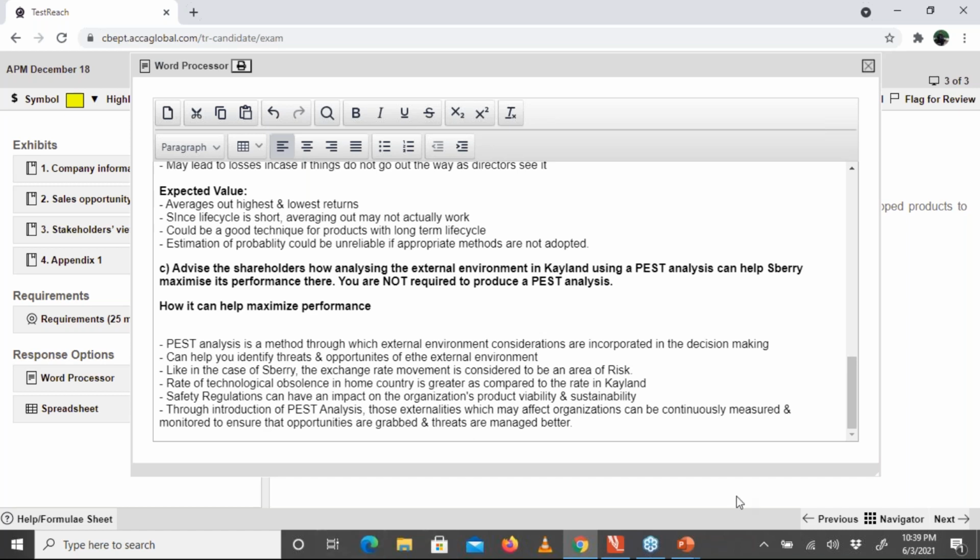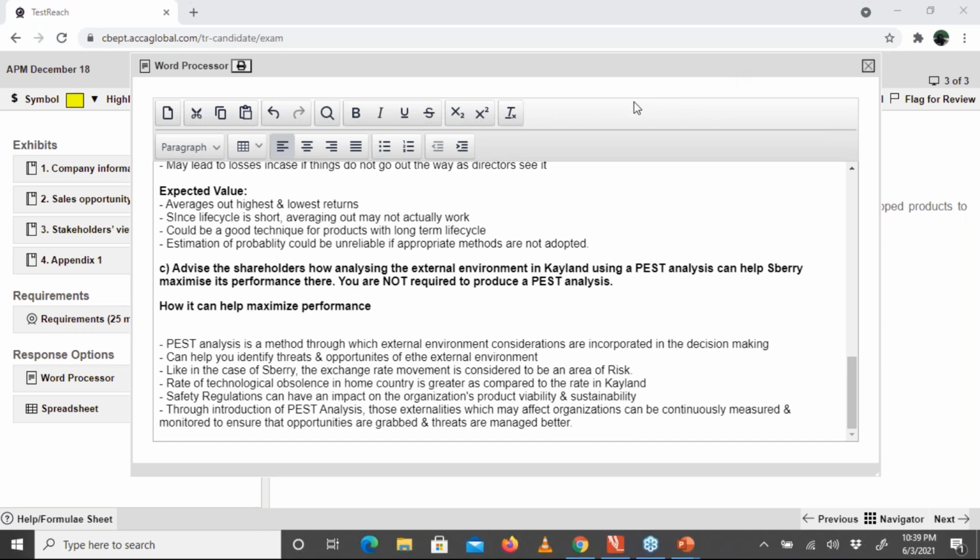Okay, so we are done with this question now. Exchange rate changes could help to have a contract to mitigate exchange rate changes.